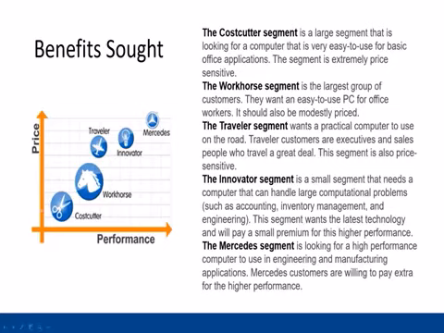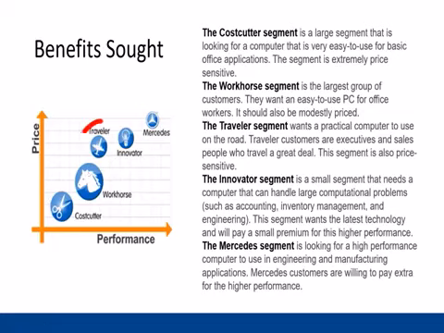So if we look at this, this is the price. As we go up here, it's more expensive, and as we go across to the right here, we get better performance. So the workhorse market wants a little more performance, and they're willing to pay a little bit more, but still not a lot.